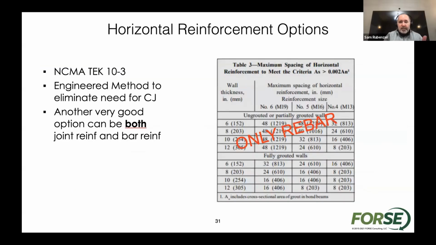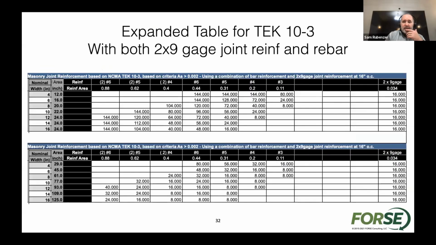Okay, and so then, like I said, this is only rebar. There's other times where maybe I have joint reinforcement in a wall, and then I want to add some bond beams as well. Can I do it with both? Can I add the right amount of horizontal reinforcement by using both of these horizontal reinforcement options? And the answer is yes.